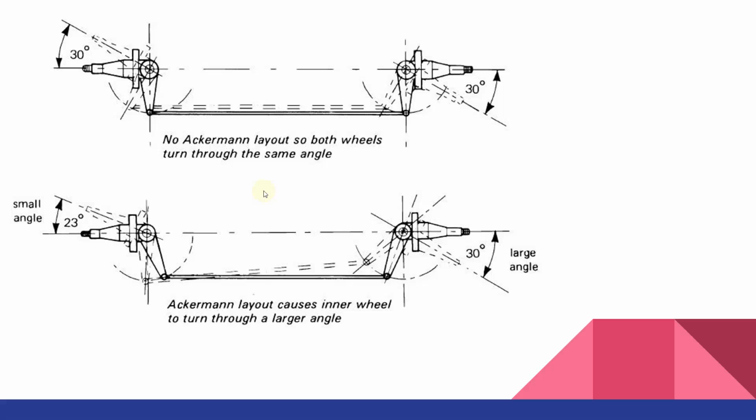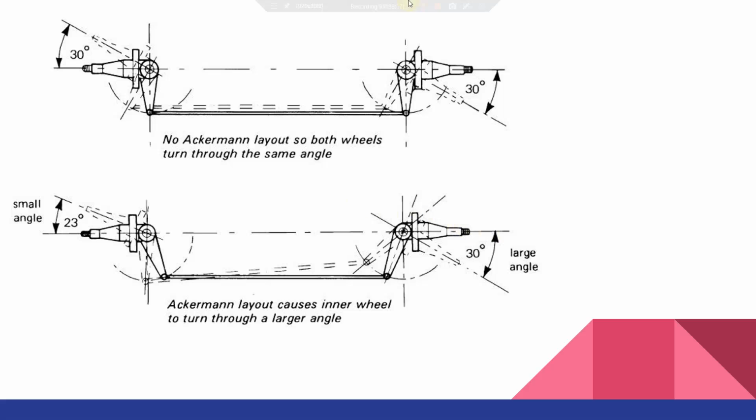These two diagrams show, in the first figure, that there is no Ackermann system. This is similar to the fixed beam system where both wheels turn through the same angle. Suppose we turn the steering wheel and this wheel stub turns through an angle of 30 degrees, then this one will also turn through 30 degrees. The second case is the Ackermann layout, where when we turn the steering to the right, the right-hand wheel turns 30 degrees whereas the left-hand wheel turns only 23 degrees. You can see that these two angles are different.